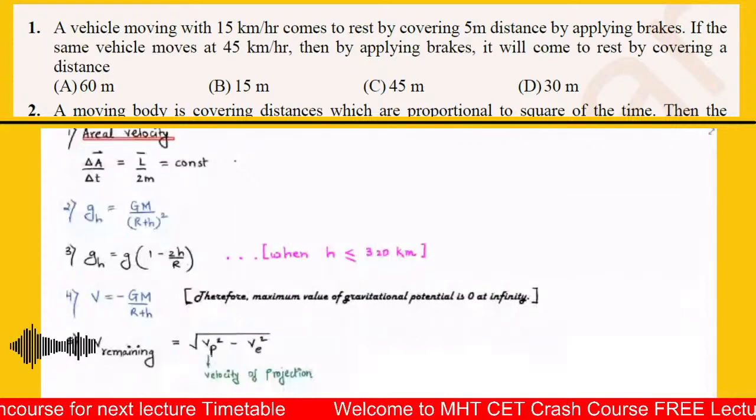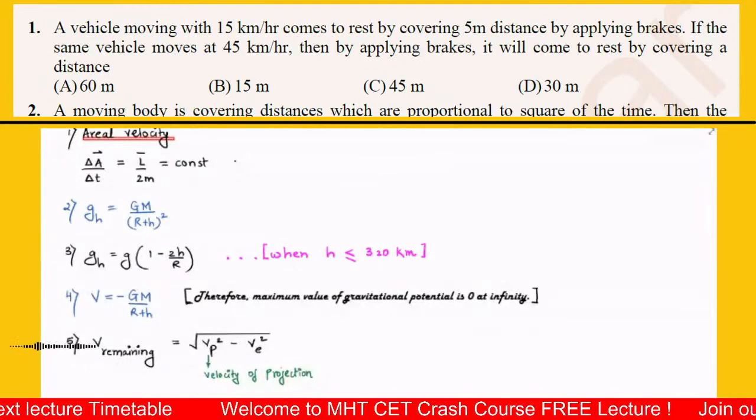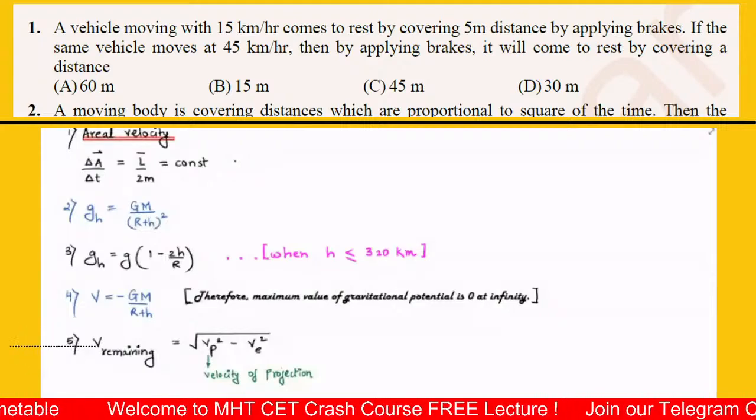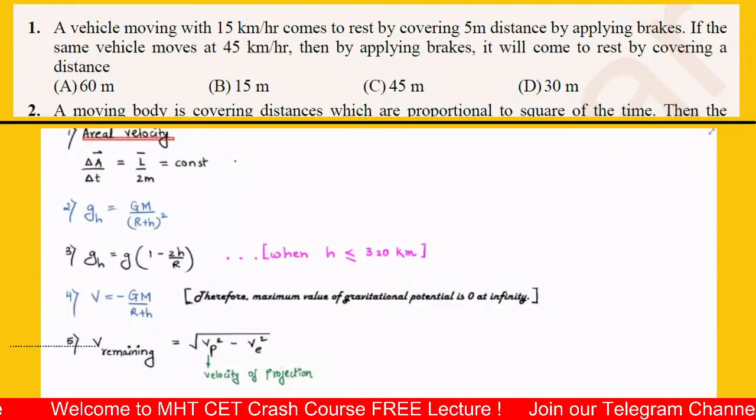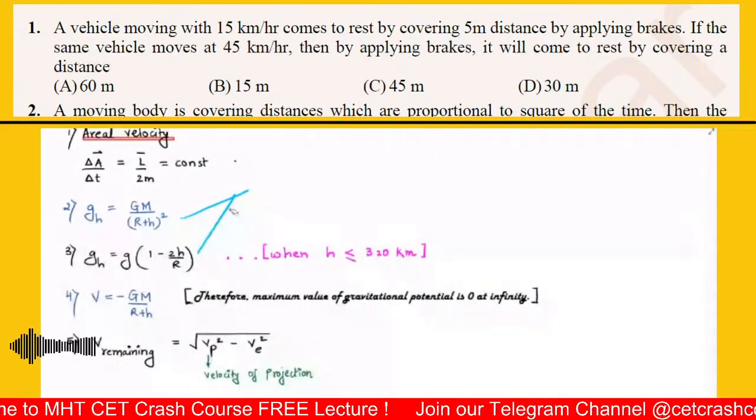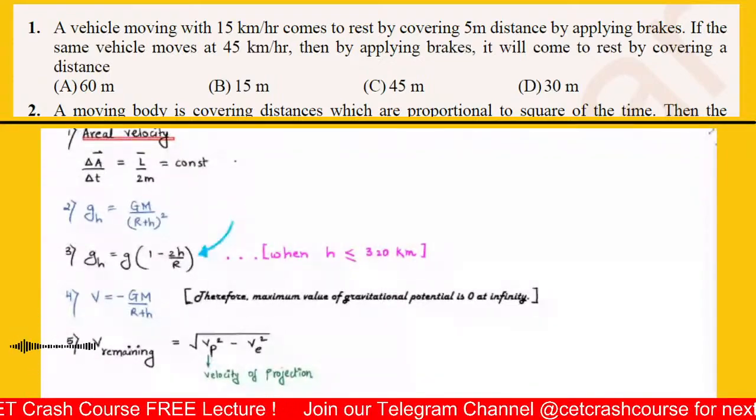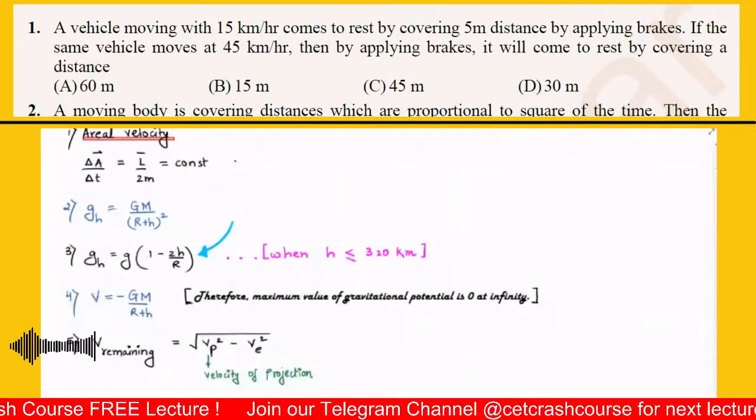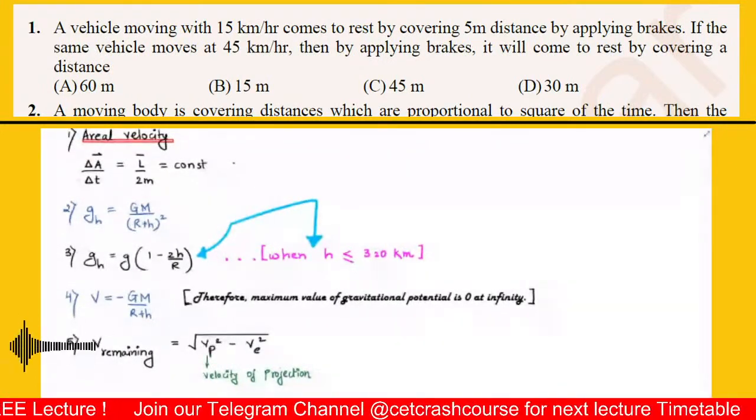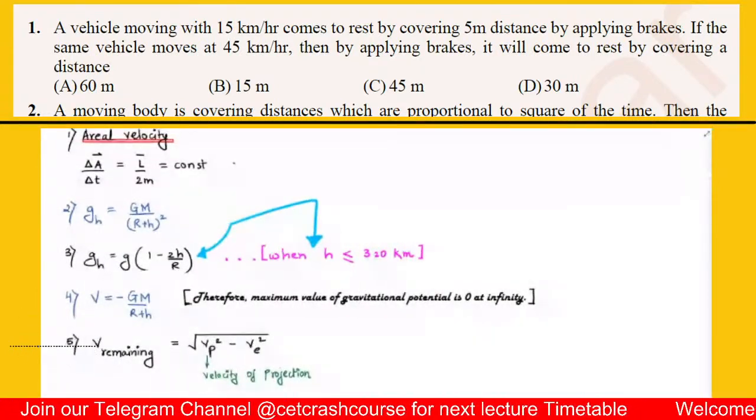After that, we have written the formula for gh. gh is given by the formula GM upon R square. And there is an alternate formula for gh, which is g times 1 minus 2h by R. Now there might be confusion, students, about which formula is to be used when. Remember, use this second formula for gh when the value of height is less than or equal to 320 kilometers. Only then you have to use this formula.